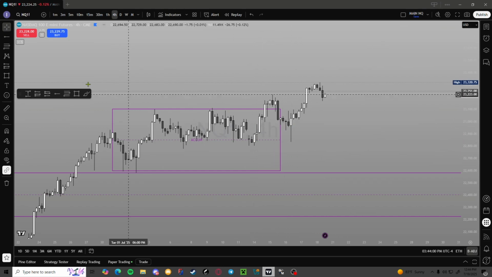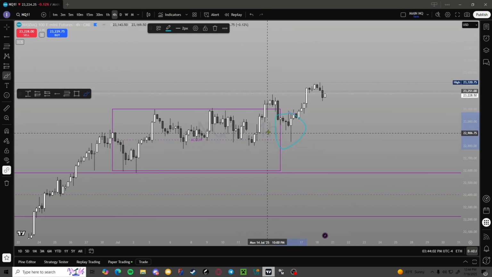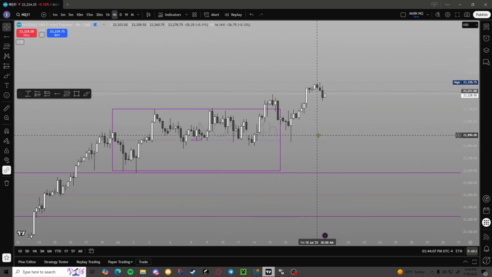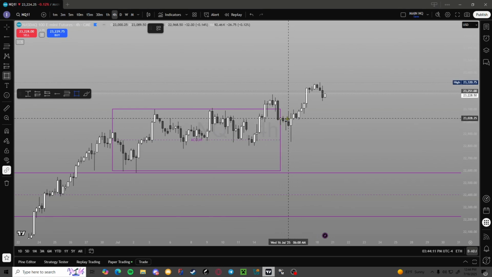Right there. Yeah, I would say that's kind of our manipulation move to go longer. So you could mark that out as M, like draw a box and say that's the manipulation. Yeah, I would say that candle is the manipulation right there. It's all the way to the bottom of the wick.